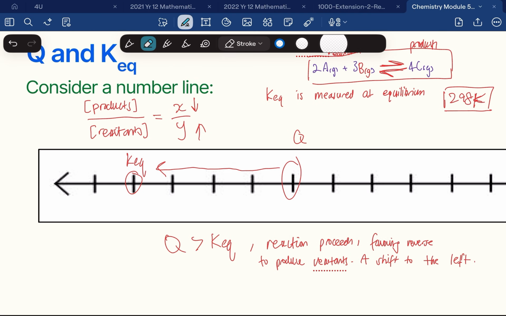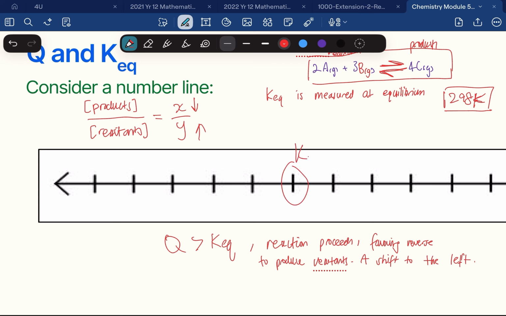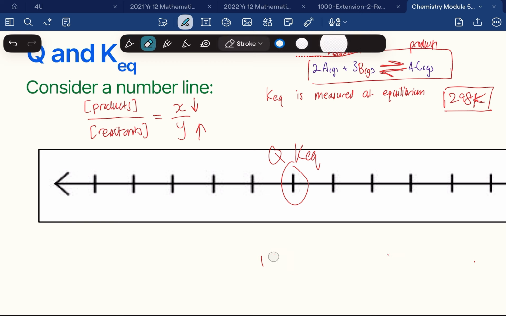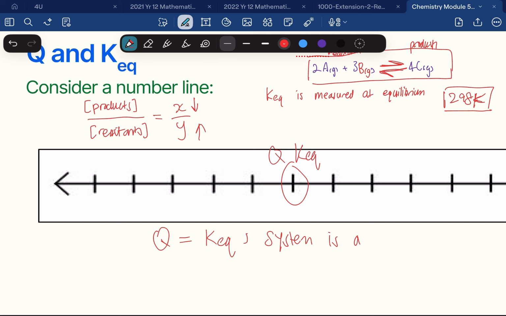Now, there's one last case. This case is quite obvious, but what if this is KEQ, and you measure Q at some random time, and it ends up to be the exact same value as KEQ? What does that mean? If Q is equal to KEQ, then the system is at equilibrium, and it won't change unless it's been disturbed.